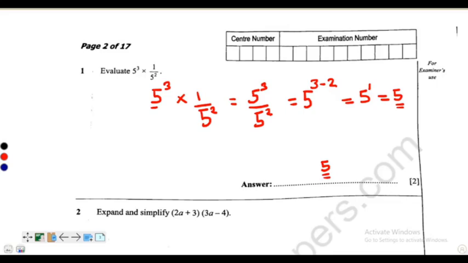So there is another way that you can use to answer this question. Okay, so let us now move on to question 2.